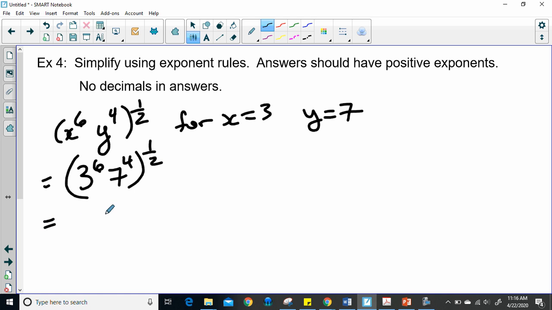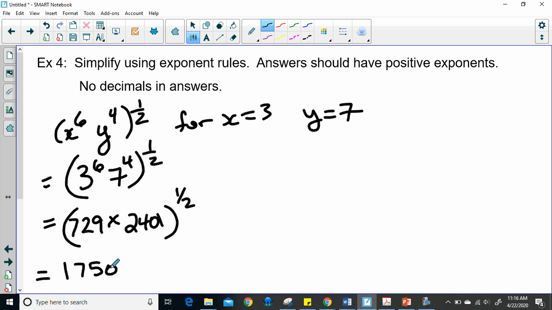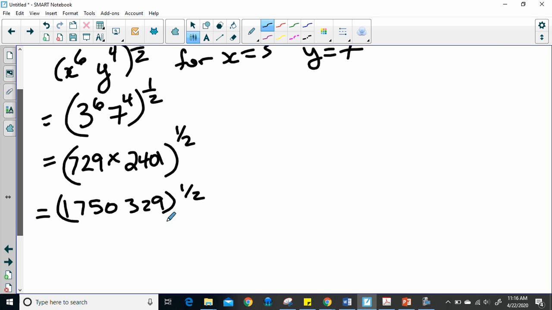Well, let's see, 3 to the 6 is 729. 7 to the 4th is 2,401. All of that is going to be to the exponent 1/2. Oh goodness, this is getting big. Let's see, we've got equals 1,750,329. My goodness. And then we're going to want to find the square root of that. So if you were to type all that into your calculator, assuming your calculator can handle that number, that would equal 1,323. Phew, that's a lot of big numbers.